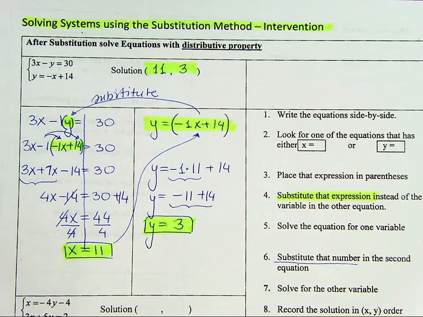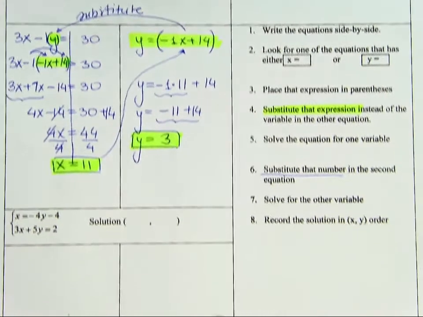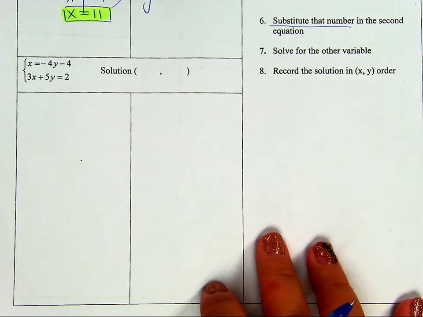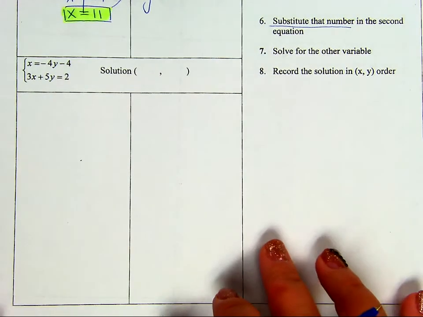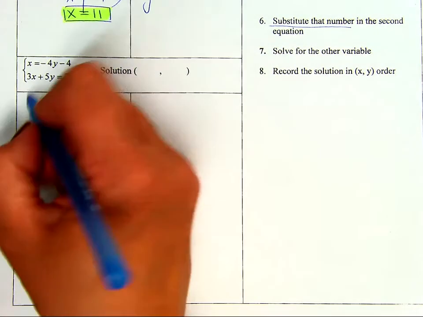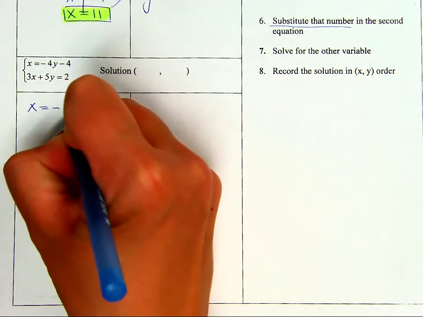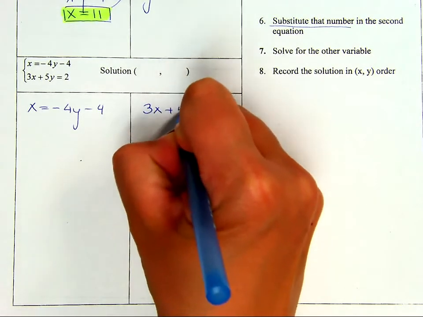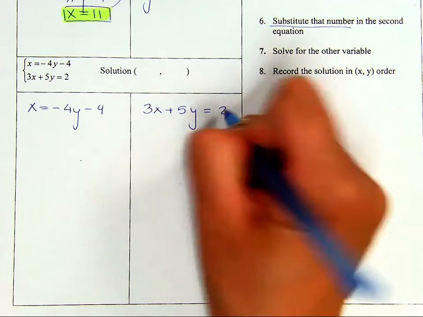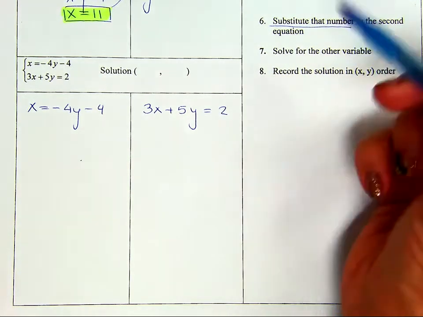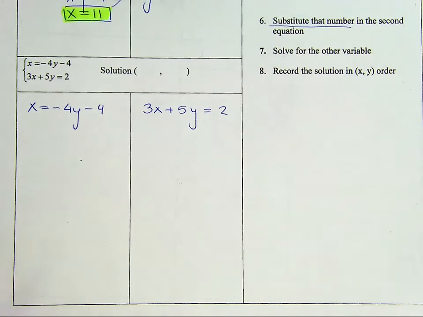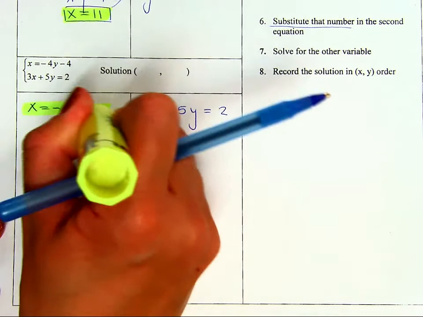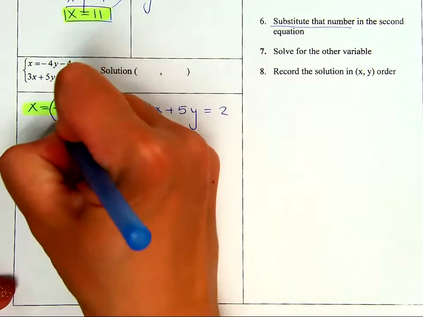One more time to reinforce those rules, we're going to look at the second example and go through the steps again. Follow along with the steps as I go over. Step 1: let's write the equations side by side. x equals negative 4y minus 4, and 3x plus 5y equals 2. Look for one of the equations that has either x equals or y equals. So we have the first equation here where x equals an expression.